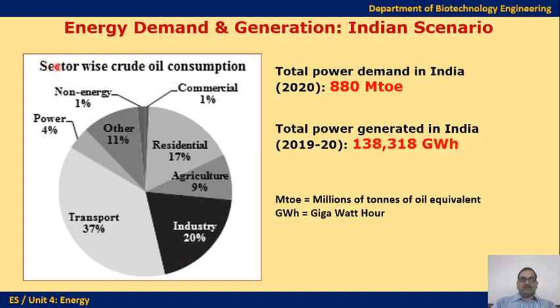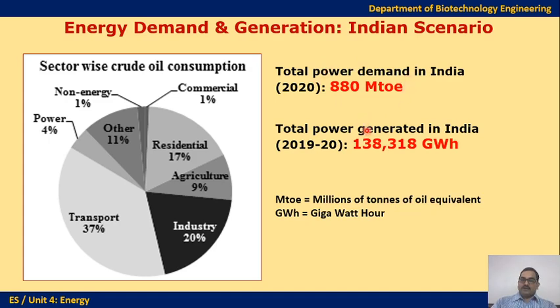Now in India, sector wise, we'll see the consumption, how crude oil is consumed. We largely use crude oil for transportation, which is 37%. Then industries and residential usage take place for crude oil. Then come agriculture, power sectors and other sources, maybe commercial. In India in 2020 the total power demand was around 880 MTOE. MTOE means millions of tons of oil equivalent, that is, 1 million ton of oil would be used to produce that much amount of energy.